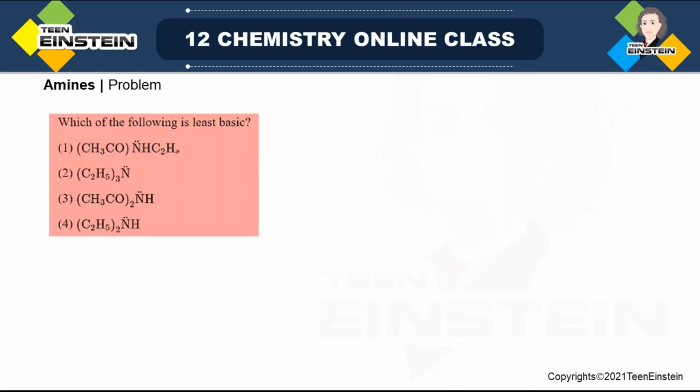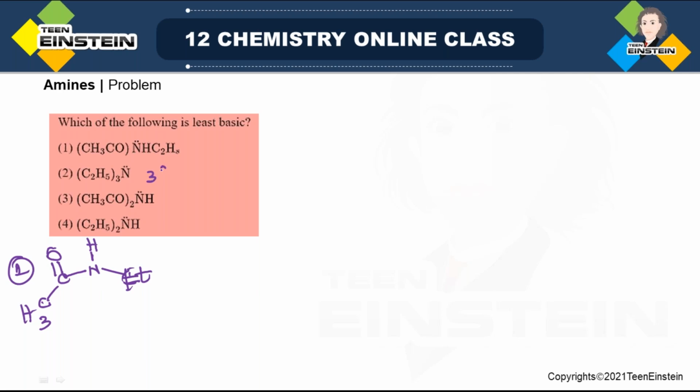Problem related to basicity. Which of the following is least basic? The first molecule is CH3CO NHC2H5. So what should be its structure? It is something like this, with nitrogen having 1 H, 1 Et or C2H5, I am writing Et, and then we have the COCH3 group. So this is nothing but an amide. Not a 1 degree amide, a 2 degree amide. This is molecule number 1.